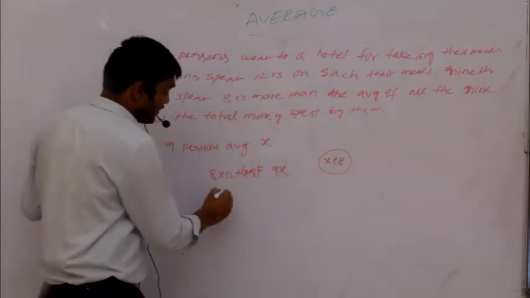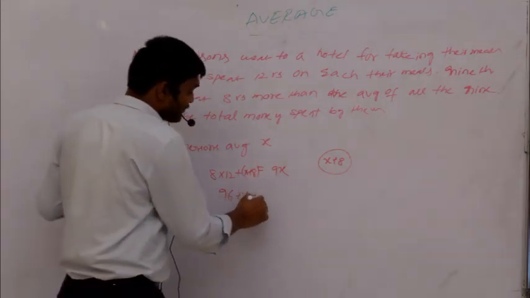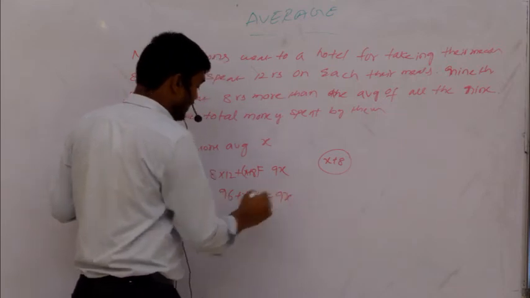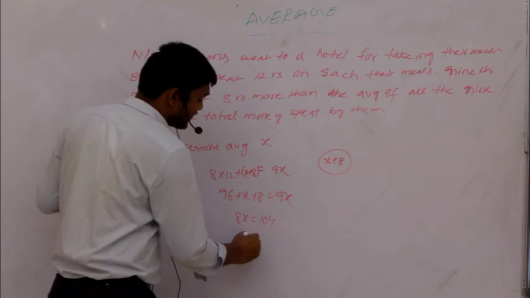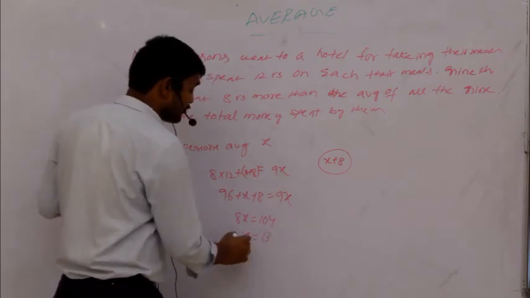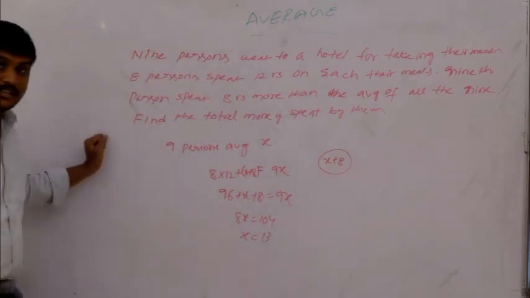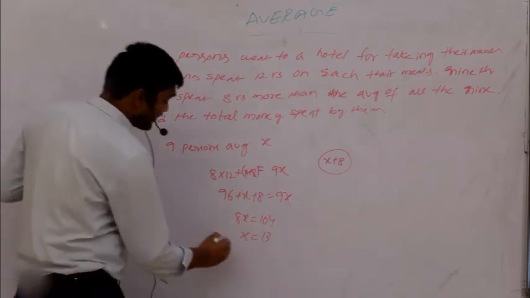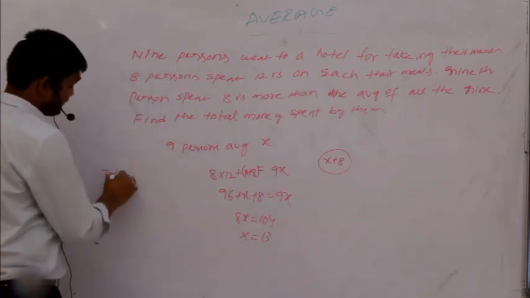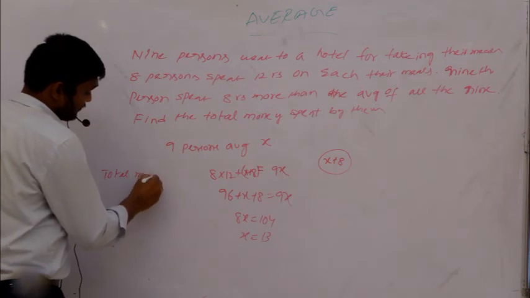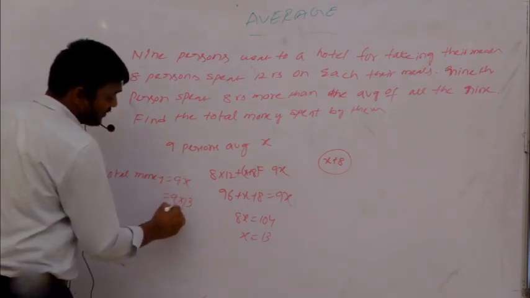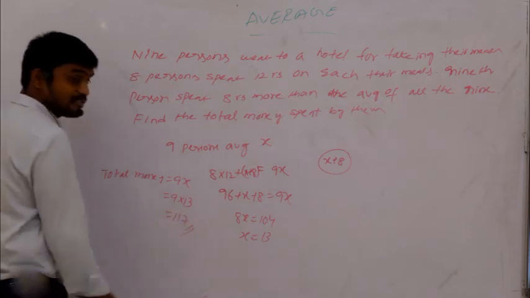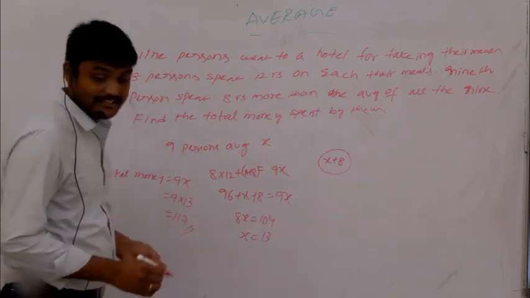So that's why 96 plus x plus 8 equals 9x. So 8x equals 104, x equals 13. So the total money spent by the 9 persons is 9x, so 9 into 13, that is 117. So the next problem.